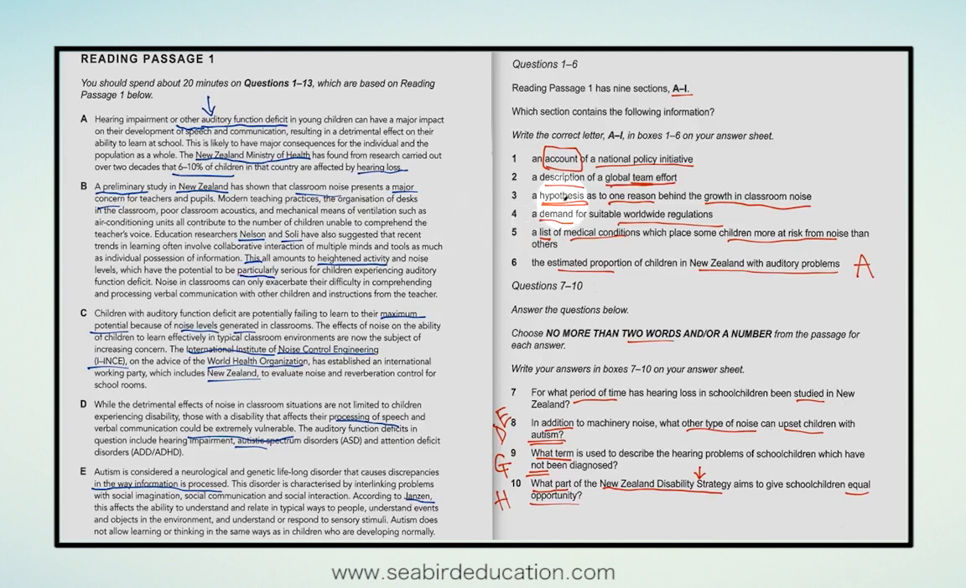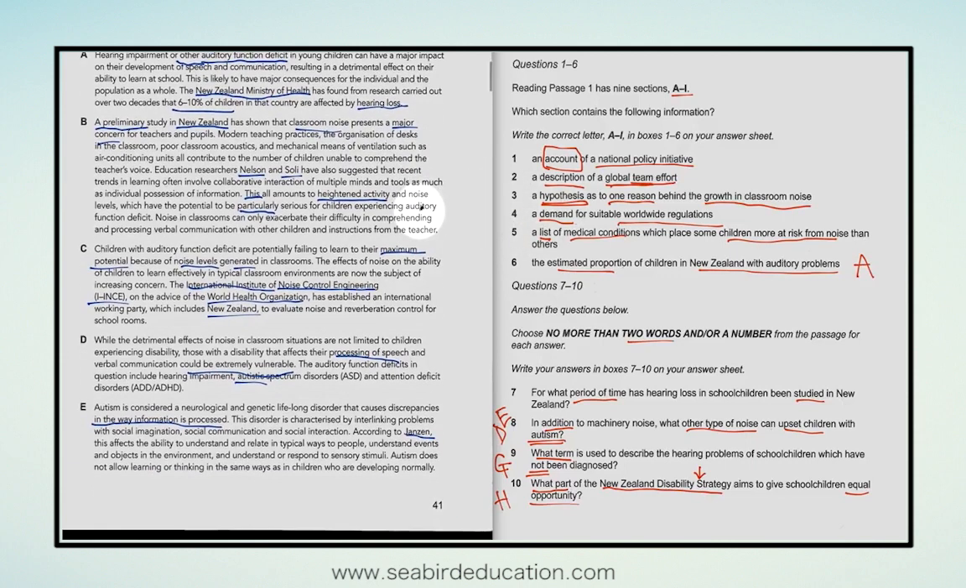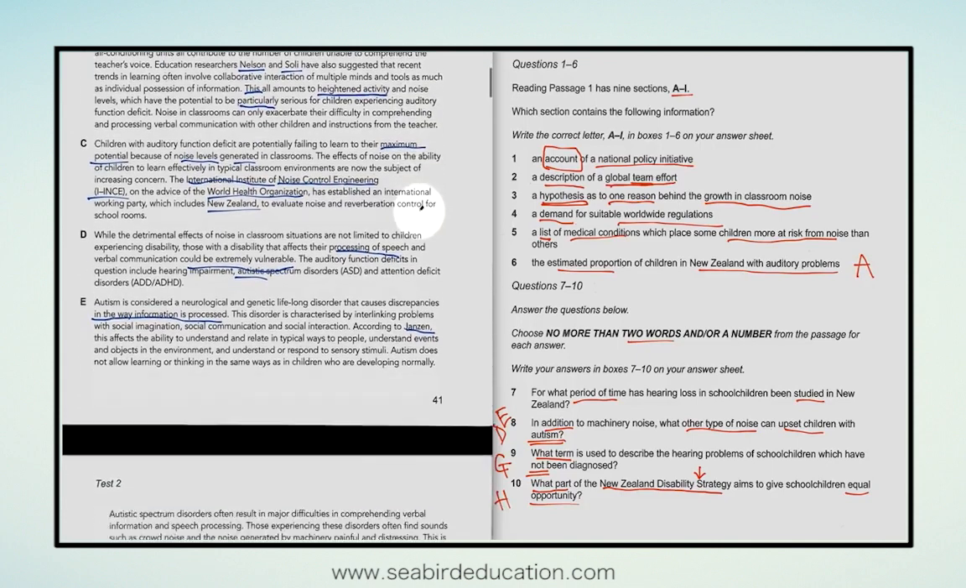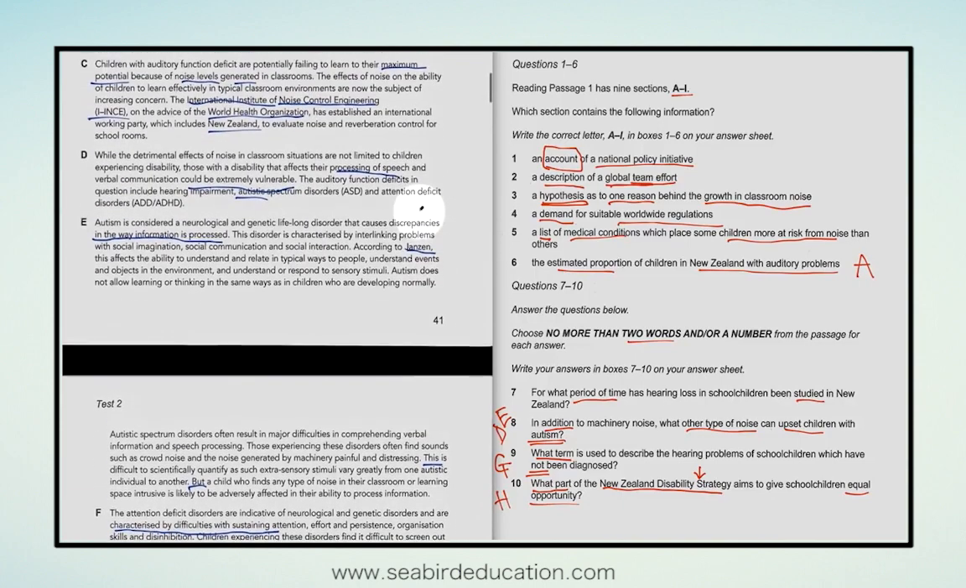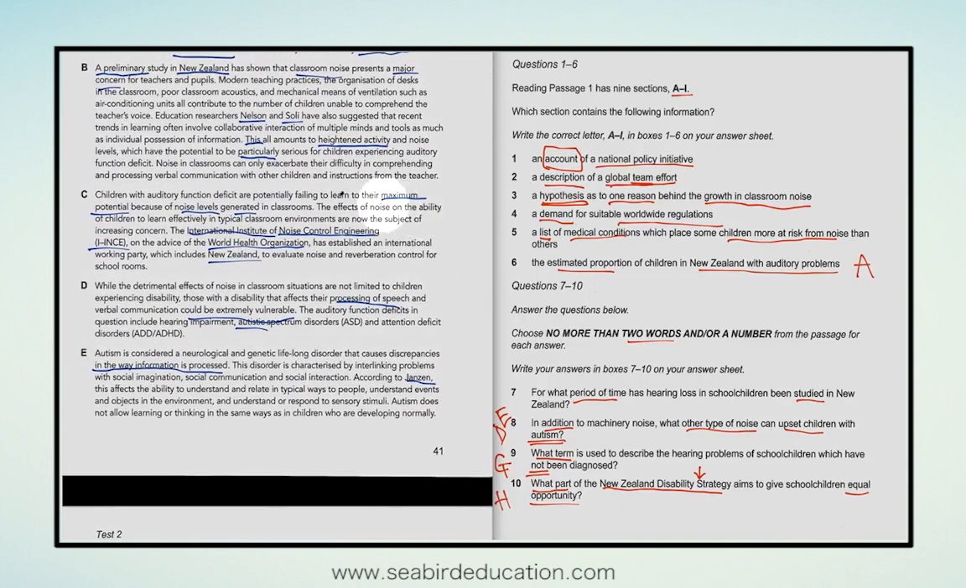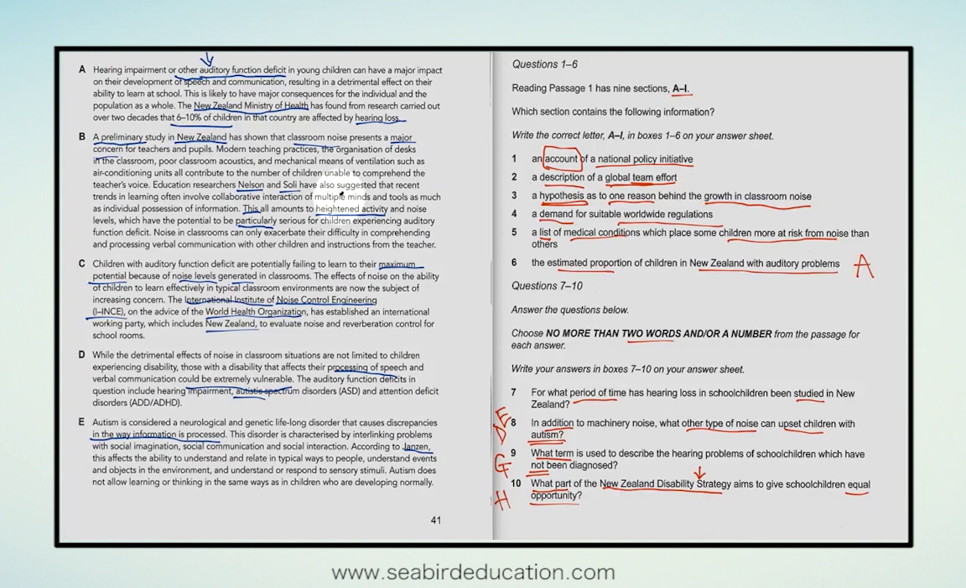Let's do number three, a hypothesis. So it should be easier. One reason. So we've got this modern teaching practices, all of that. That's a hypothesis. So they think these are the reasons why they all contribute to the number of children unable to comprehend the teacher's voice.